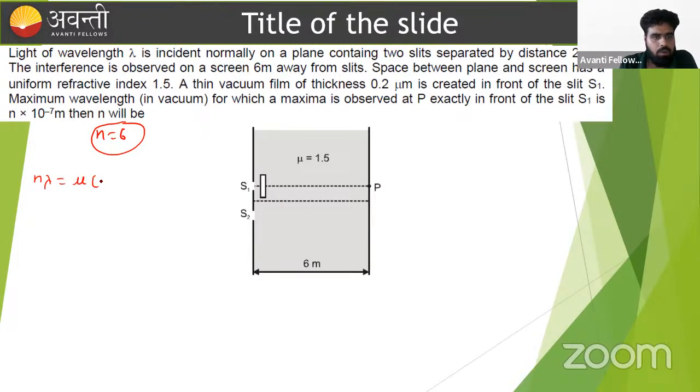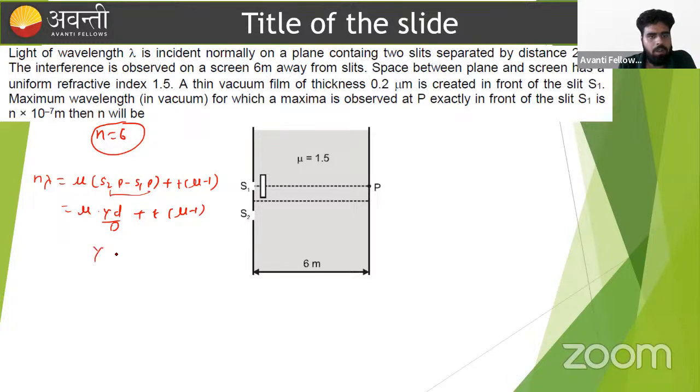refractive index mu into S2P minus S1P. If we put a slab between the screen and slit, this will also add some extra path difference, that is nothing but T into mu minus 1. Here we already know the first value is delta X, that is y small d upon capital D, plus T into mu minus 1.